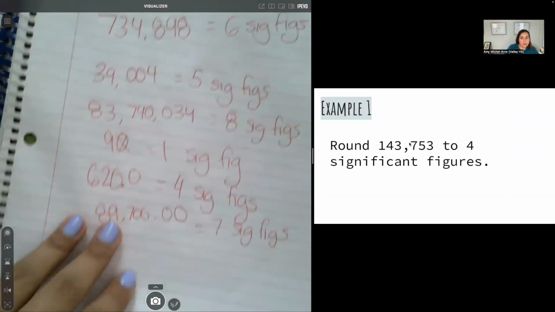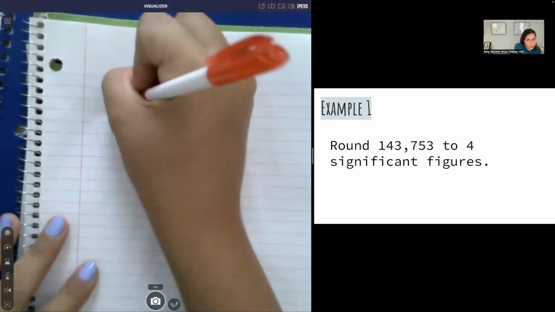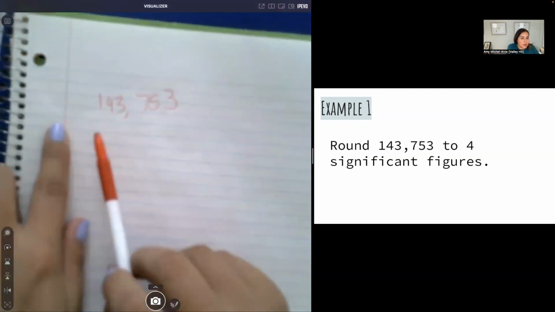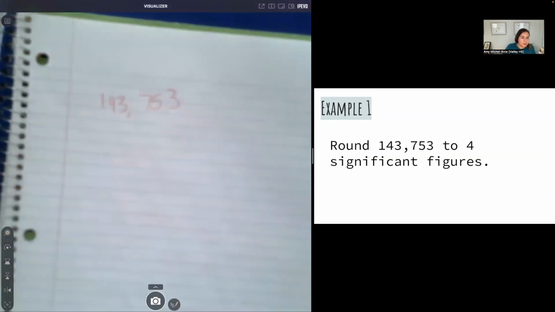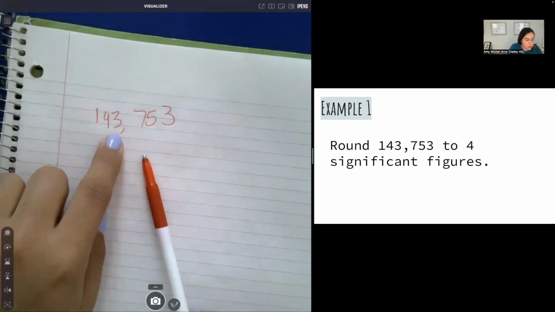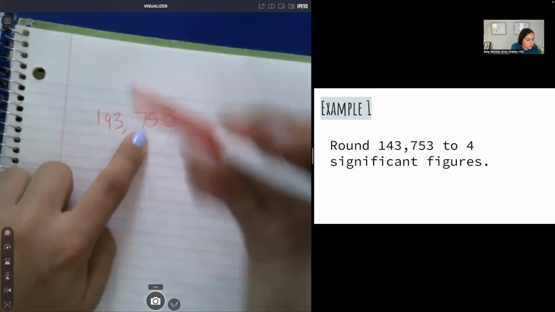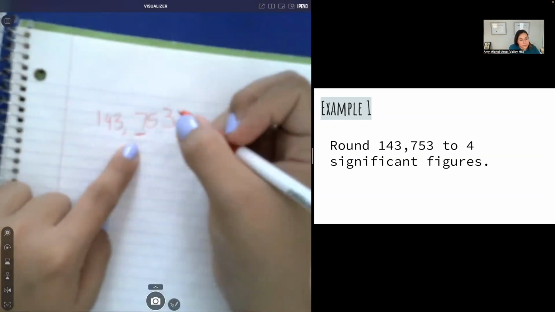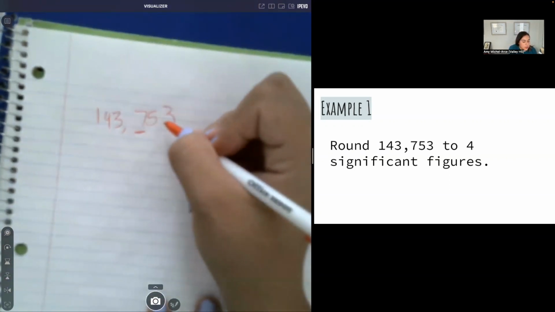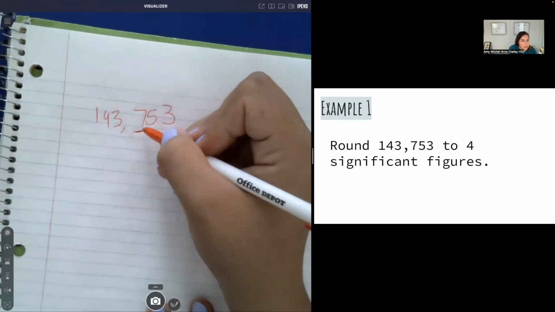So here we say round 143,753 to 4 significant figures. Counting from the left, 143,000. So 1, 2, 3, 4. That's the 4th significant figure, the 7. These are all non-zero numbers. They're all significant. So this one is either going to round up to an 8 or stay a 7.